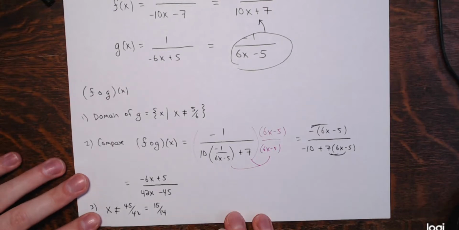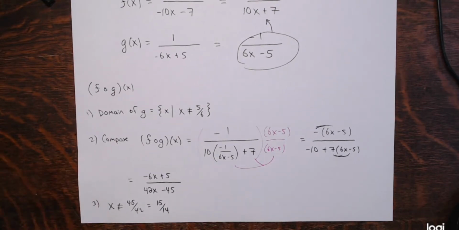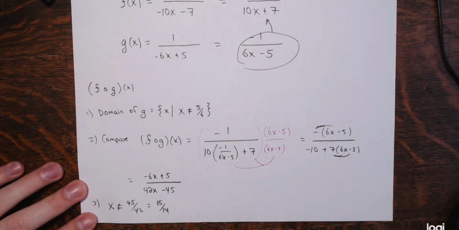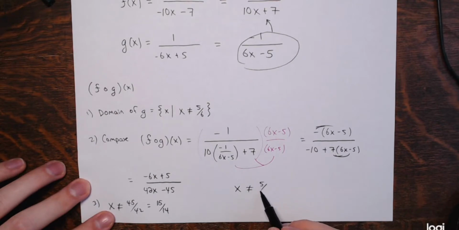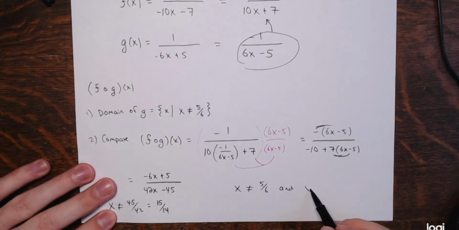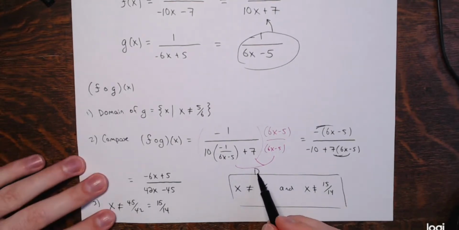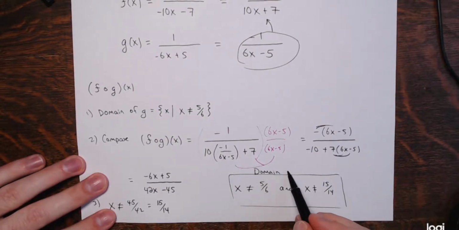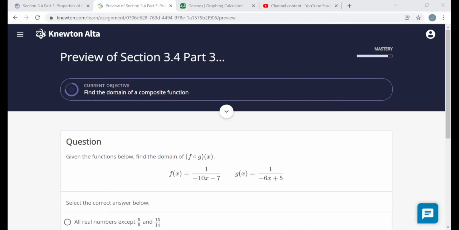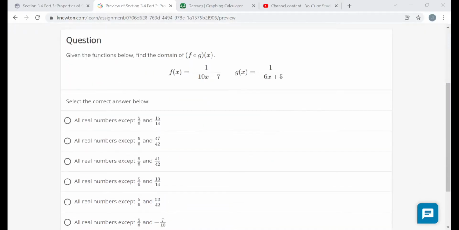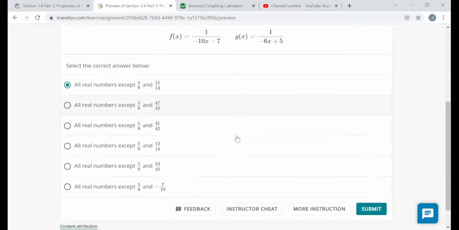All right. X can't be 15/14. So put them together. X can't be 5/6, and at the same time, x can't be 15/14, right? And there's the any other number but that. That's the domain of the composite function. Right? All the values we're allowed to plug in for x. Right? And this one's actually multiple choice. Again, so all real, that's the very first one. All real numbers except 5/6 and 15/14.